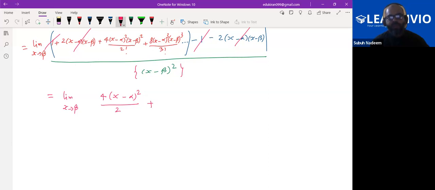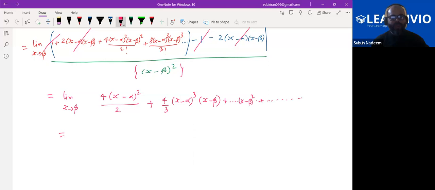Plus, then we have this 8 by 3 factorial, which will become 8 by 6, that is 4 by 3, and (x minus alpha) whole cube and x minus beta will remain. And so on. The further terms will have higher power of x minus beta, then x minus beta whole cube. It will be like this. We will get these terms.